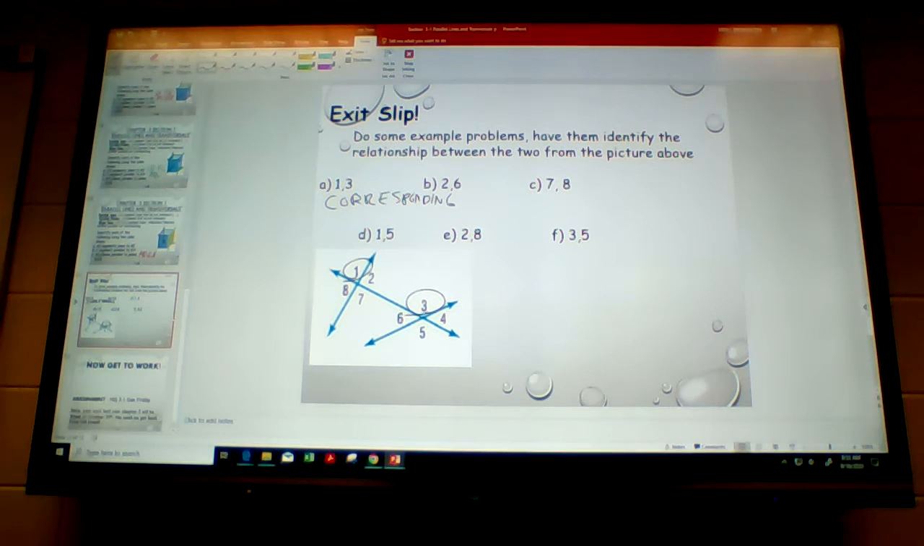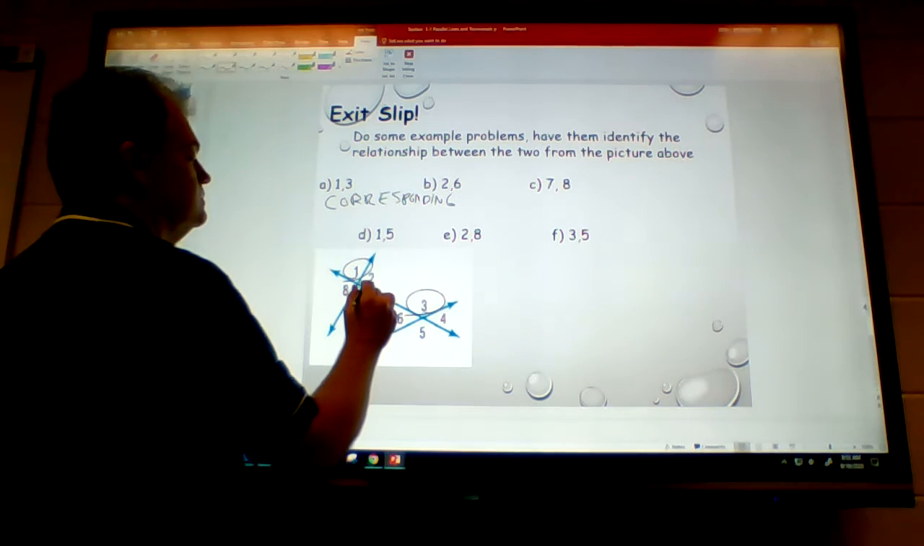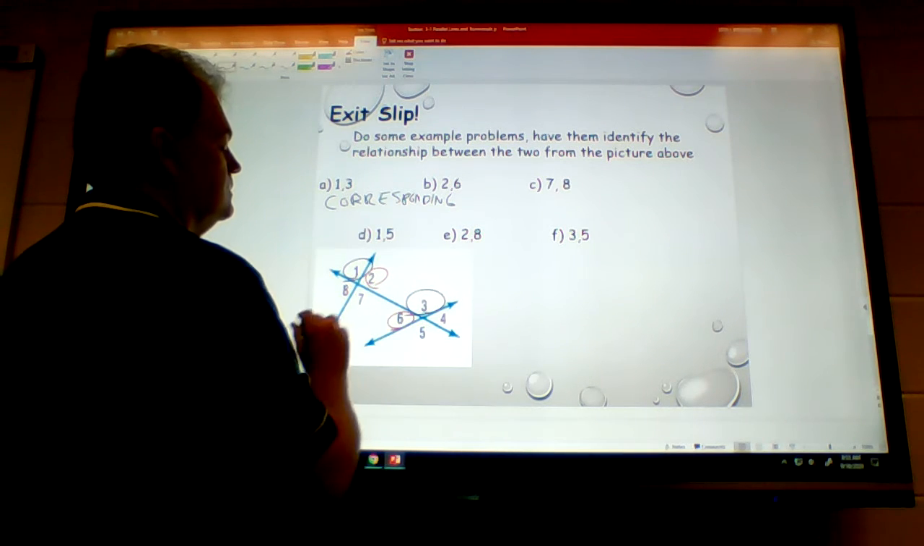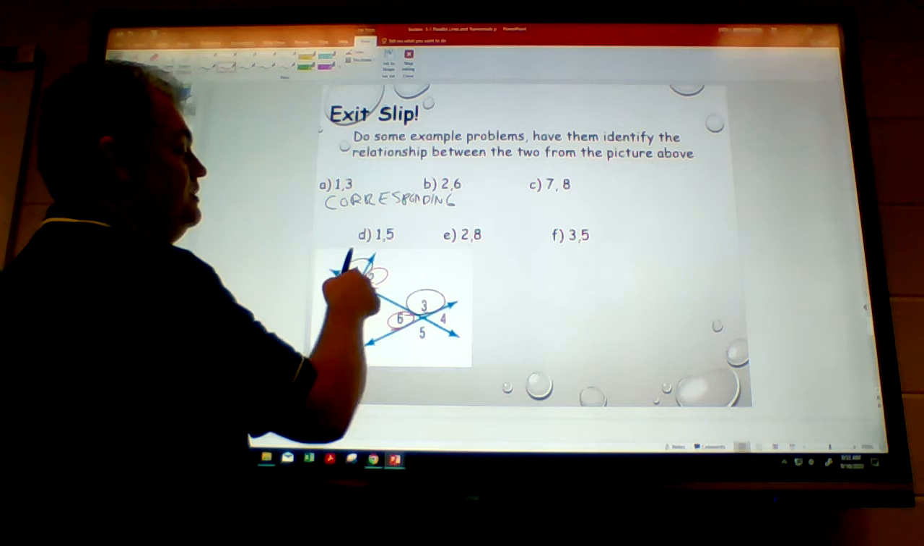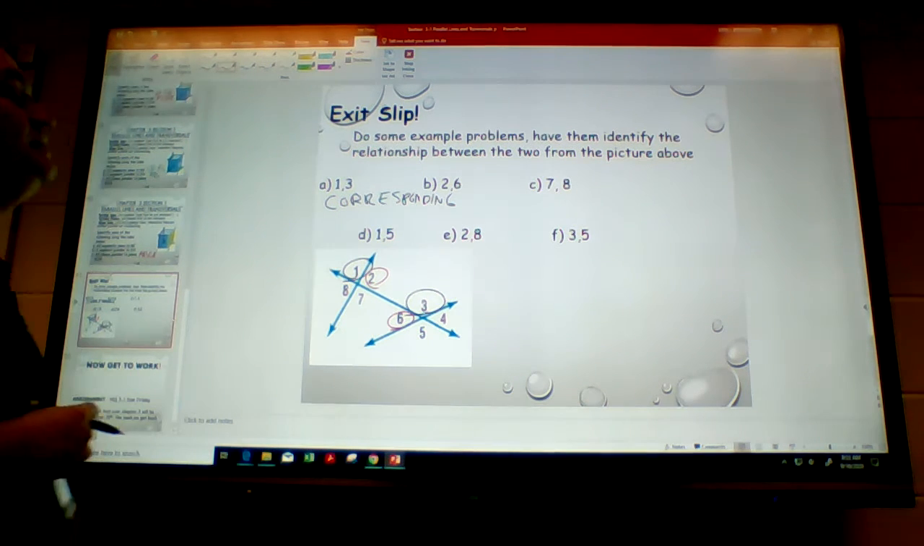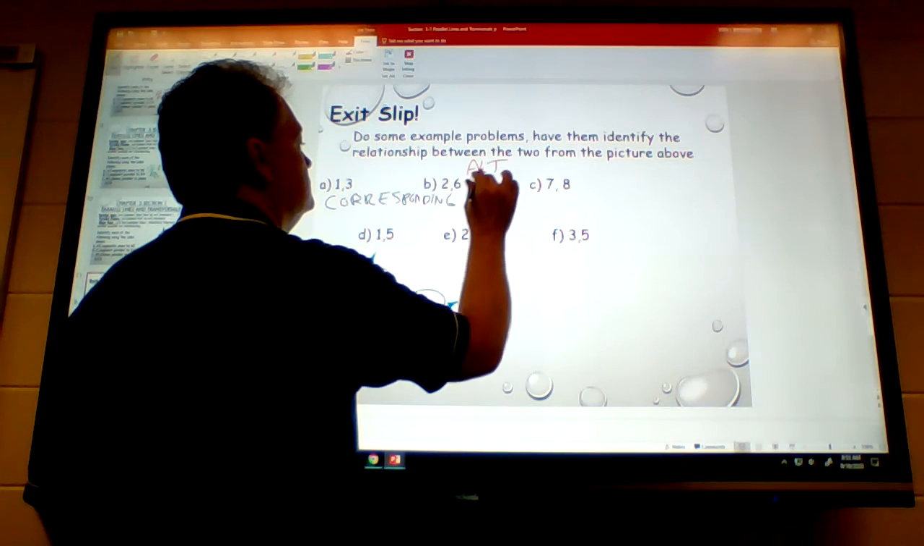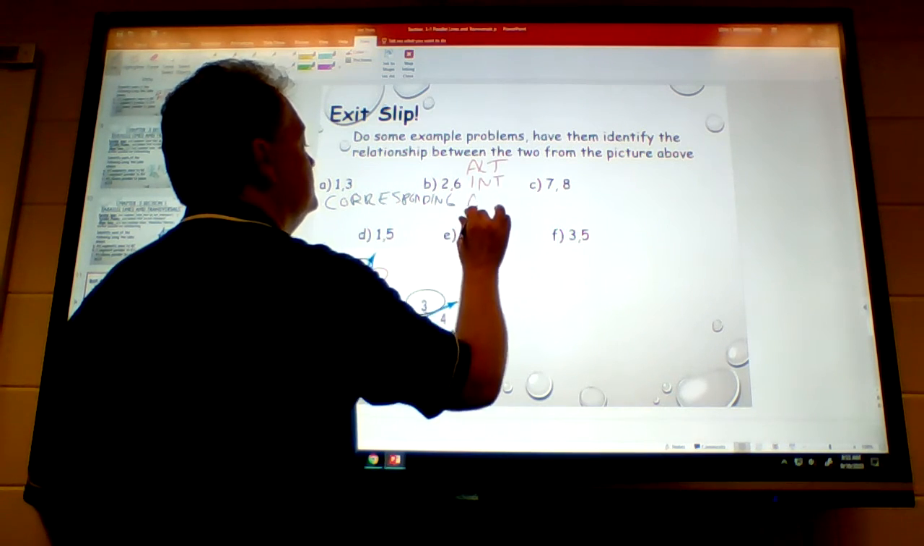Okay. 2 and 6, right there. Those are on opposite sides of the transversal, and they're inside the two lines. So those are alternate interior angles.